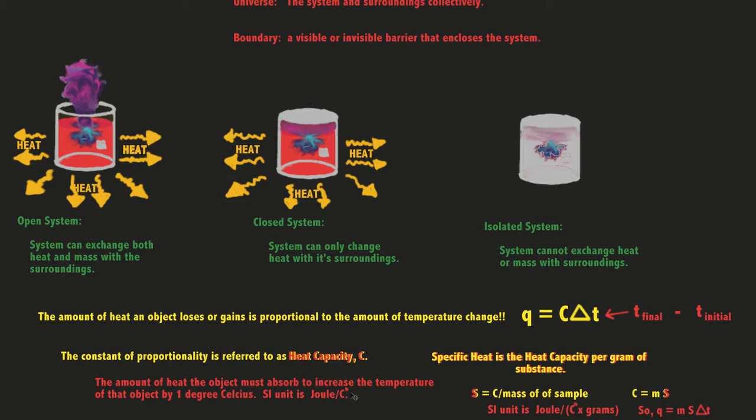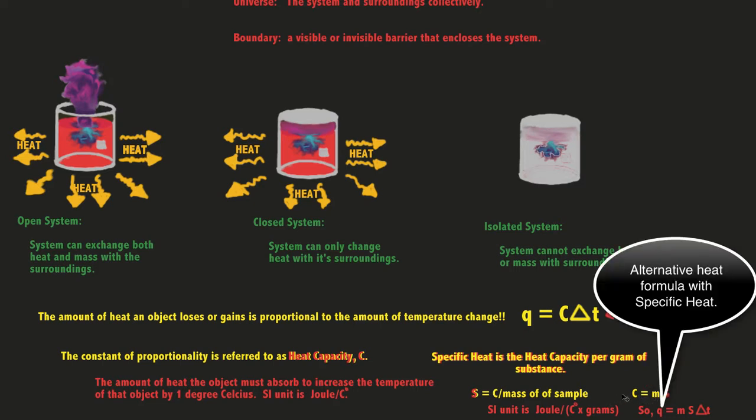Sometimes when mass is known, they might refer to a term called specific heat. Specific heat is the heat capacity per gram of substance. So if we have the C, which is heat capacity divided by the mass of the sample, that's what specific heat is. As a result, the units are joules per degree Celsius gram. And if we were to multiply both sides, we get a formula for the relationship between heat capacity and specific heat. So become familiar with these formulas.